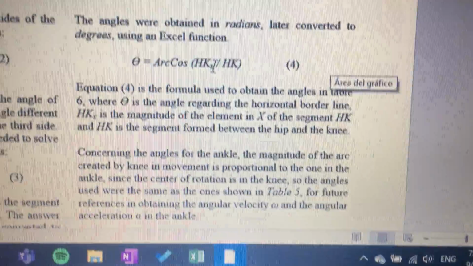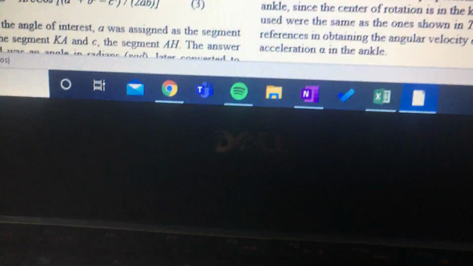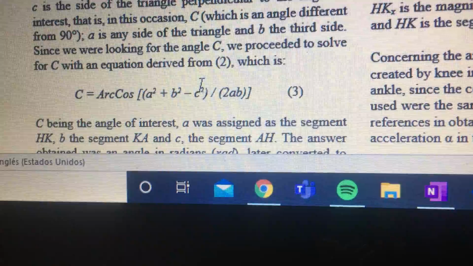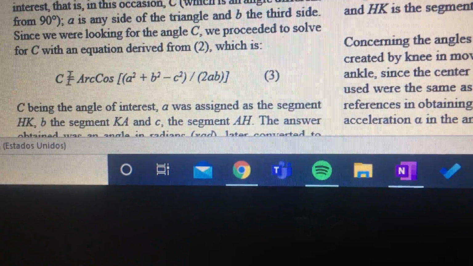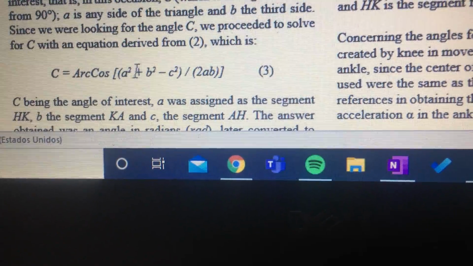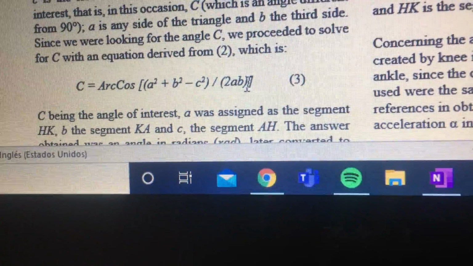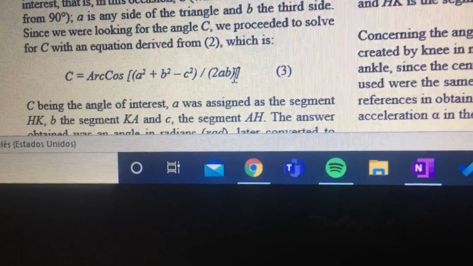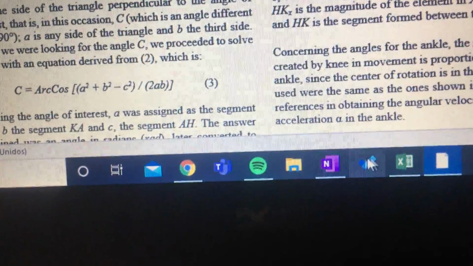I'm sorry, forget that. We use this one. A little technical mistake. We use this one. The angle C is going to be the arc cosine of a squared plus b squared minus c squared over 2ab. That's the formula we use to obtain the angle. Not this one. This one. So heading back to the worksheet.